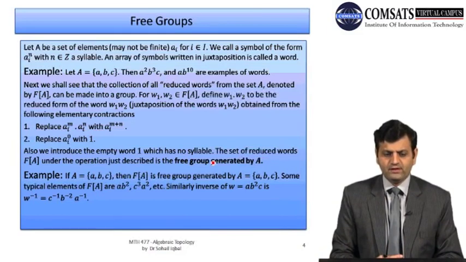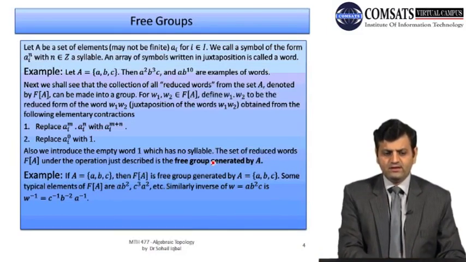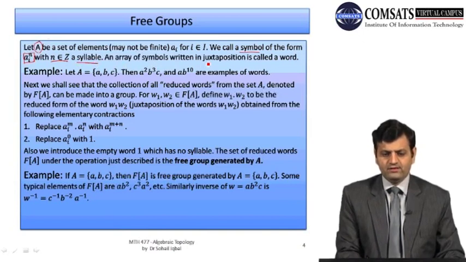So what is a free group? Consider a set of alphabets, this A, and we call a symbol of the form a_i raised to power n, where n is any integer, a syllable, and an array of syllables written in juxtaposition, so just write down the syllables in this form, is called a word in the alphabets of the set capital A.